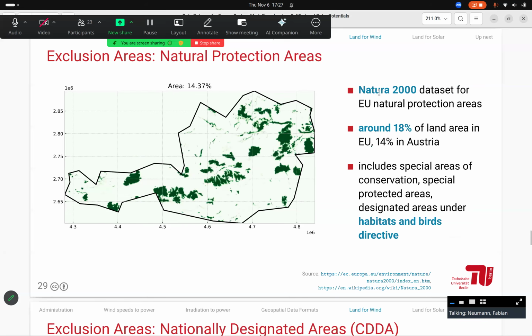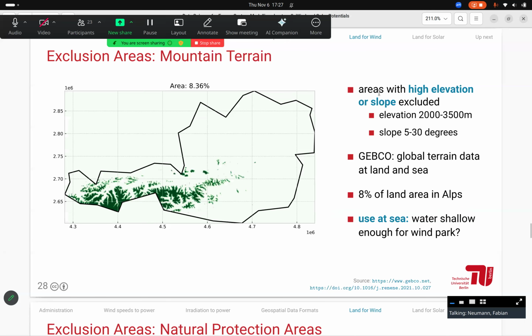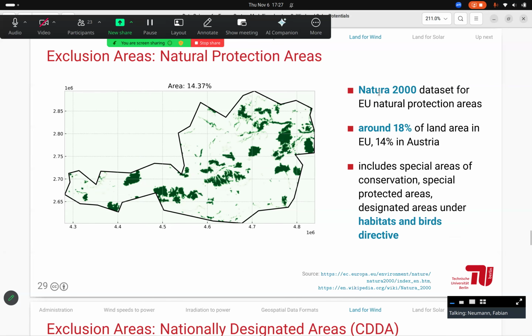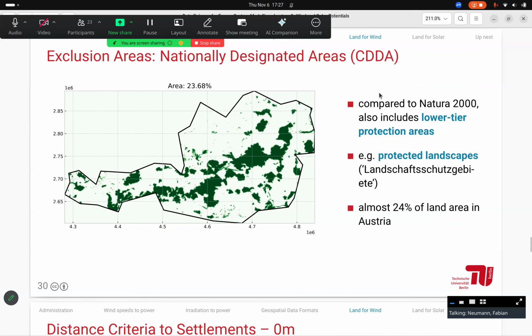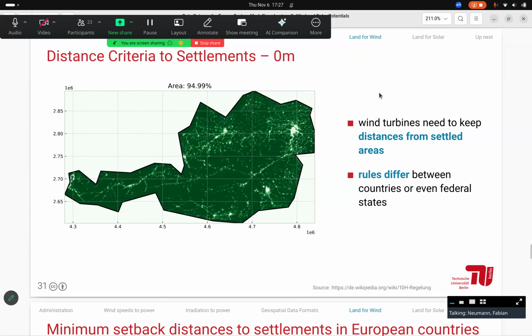You can see the exclusion areas can be completely different. And in the end, we want to overlay all of them. Other things that someone mentioned in this survey: habitats and designated areas under the Habitats and Birds Directive may also be excluded. And there are also so-called nationally designated areas, lower tier protection areas for land that can also, depending on the state regulation, be eligible or not eligible for wind turbine development.